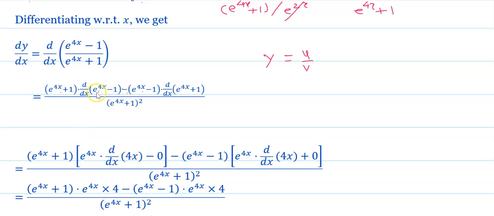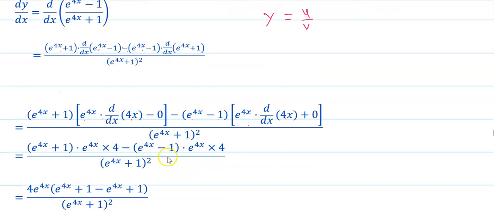What about the derivative of e raised to 4x? Derivative of e raised to x is e raised to x. But here it is 4x, it is a composite. Hence, derivative of e raised to 4x is e raised to 4x into d/dx of 4x. Minus 1, derivative of minus 1 is 0, it's a constant. d/dx of 4x is 4, minus 0. Again, e raised to 4x minus 1 as it is into d/dx of e raised to 4x plus 1. Derivative of 1 is 0, and derivative of e raised to 4x is e raised to 4x into d/dx of 4x, which is 4. Put a simplification upon e raised to 4x plus 1 bracket square.